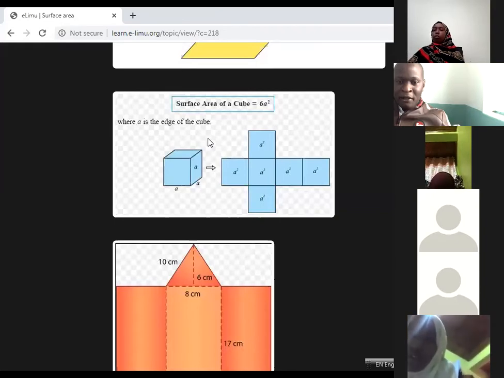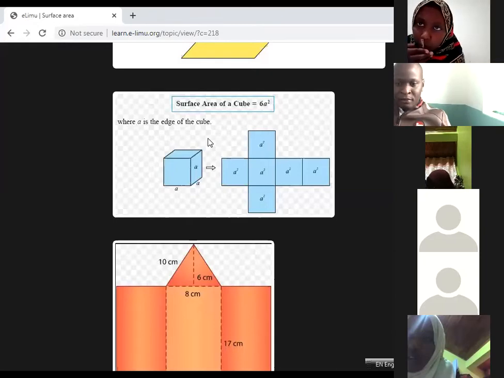Write the formula, put the formula down. You write the words: surface area of a cube equals 6a squared, where a is the edge of the cube. You draw the cube, the next. And then you stop there. You wait for instructions.